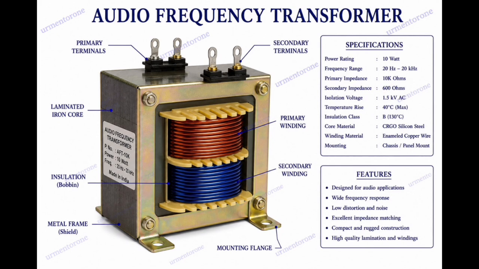Second one, audio frequency transformer. Audio frequency transformers range from 20 Hz to 20 kHz. It is designed to operate within the audible frequency range of the human ear. Core materials used are laminated silicon steel or high permeability mu metal. Application: it is used in audio amplifiers, sound systems, and telecommunication equipment for impedance matching and isolating audio signals.